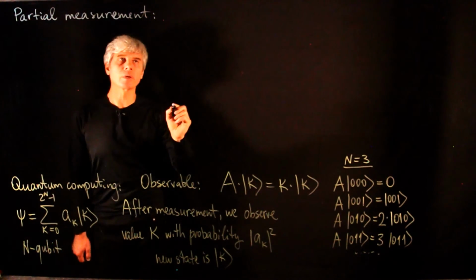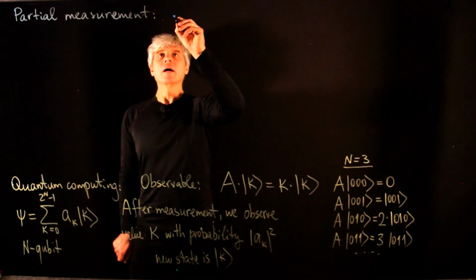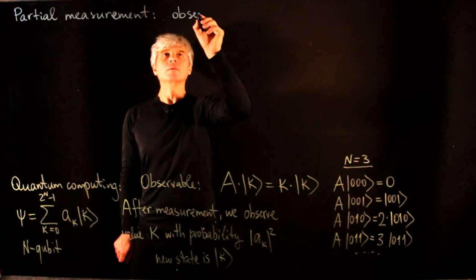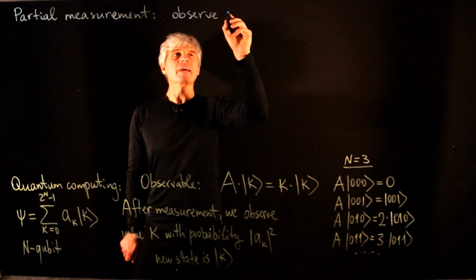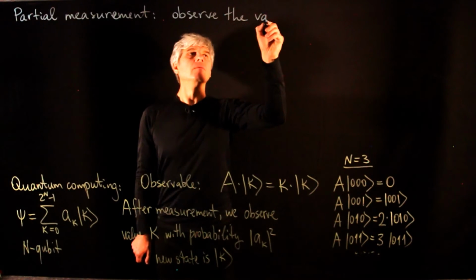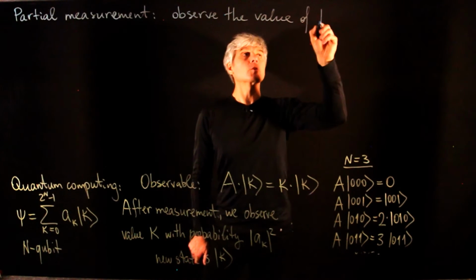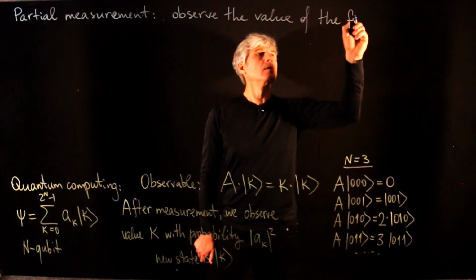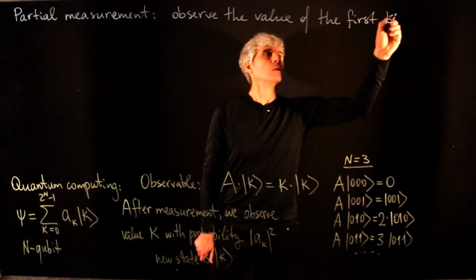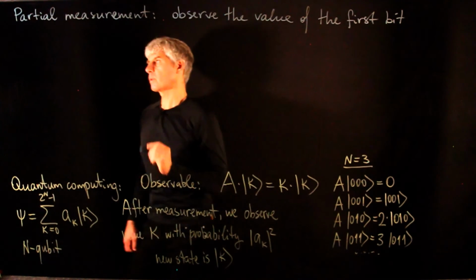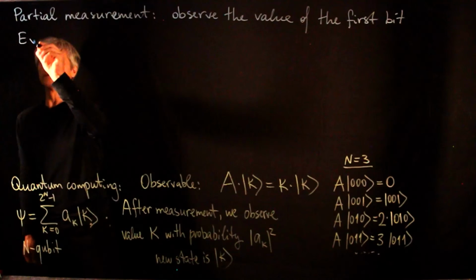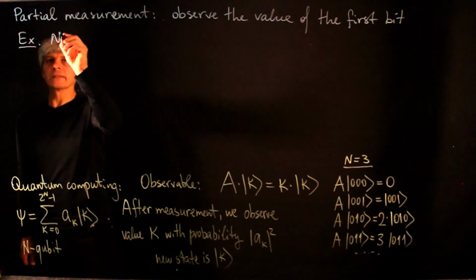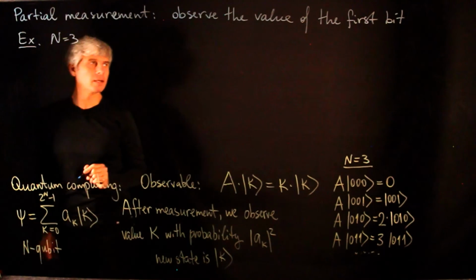So say we only want to observe the value of the first bit. Okay, so as an example, say we take, again, n is equal to 3.